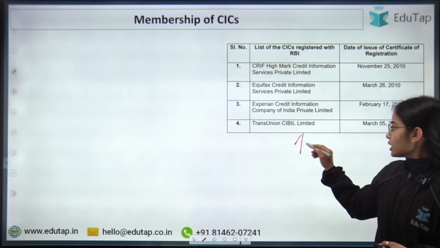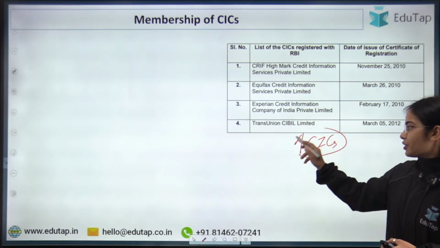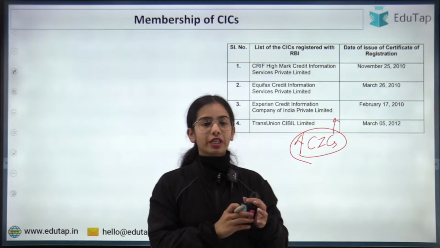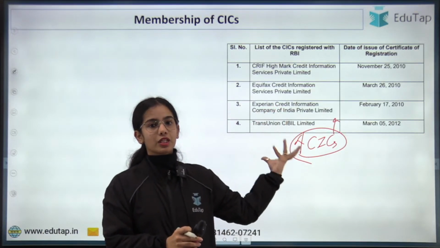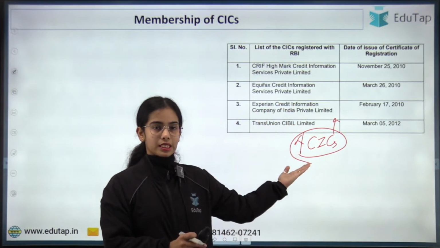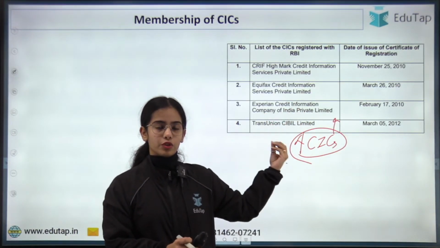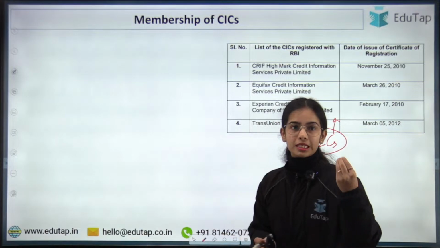So there are 4 credit information companies in our country. The list of the credit information companies that are registered with RBI is here. So there are 4 CICs in our country, and you can see the list of those 4 credit information companies.